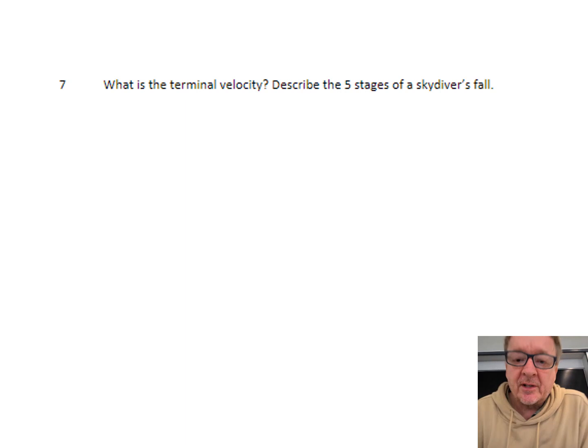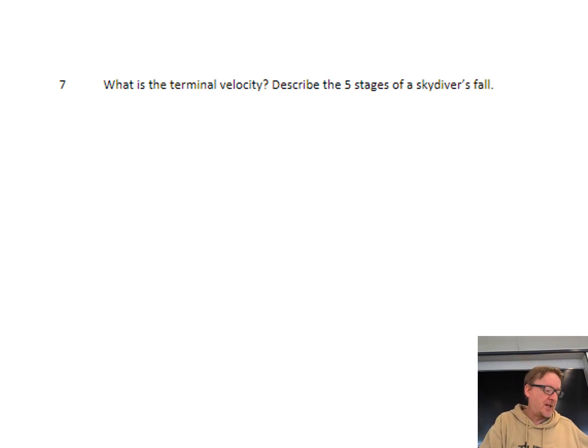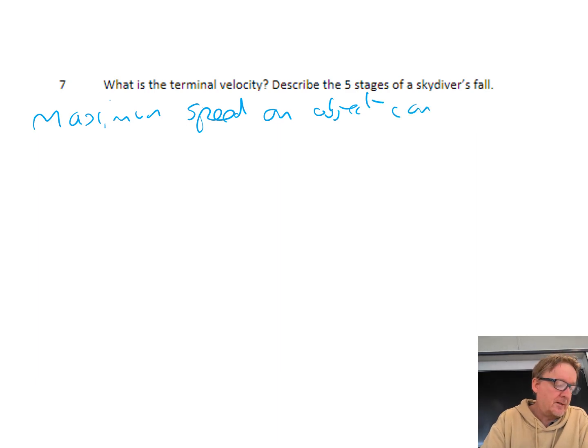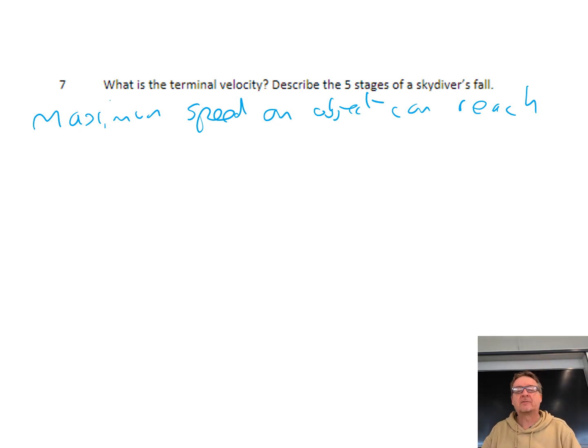Right, what is terminal velocity, and describe the 5 stages? So terminal velocity is the maximum speed or velocity an object can reach. If you think about it, a person on an aeroplane jumps out, and he's going to keep on accelerating until he reaches the maximum speed that he can then reach.